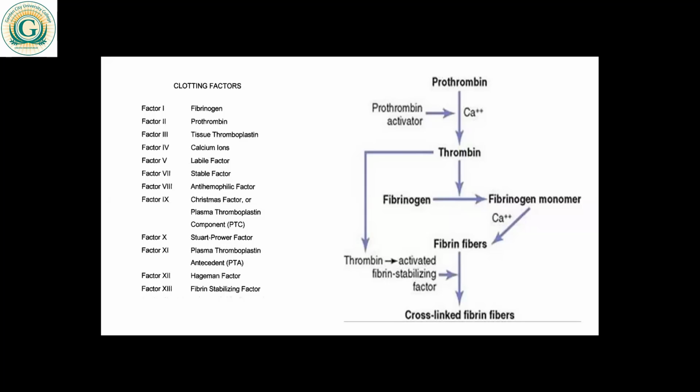But in summary, in the presence of calcium, prothrombin is converted to thrombin, and that is done by the prothrombin activator. Then this thrombin converts the soluble fibrinogen, which is a protein, to insoluble fibrin fibers. And these fibrin fibers form mesh-like strands that wrap around that platelet plug, or sticky plug, to stop bleeding.